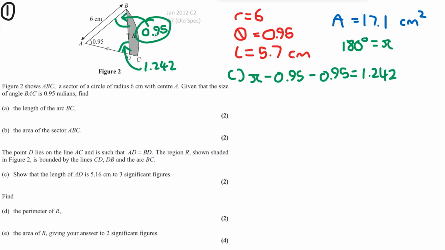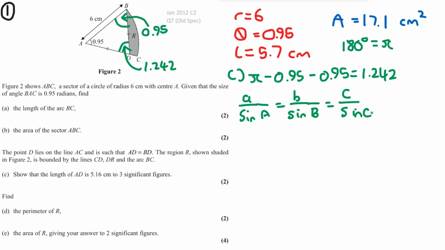Now a reminder with the sine rule, the best tip is if you're trying to find the length of a side, then use the version with the length on top of the fraction. If you're trying to find an angle, we're not trying to find an angle here, but if we're trying to find this angle, for example, use the version of the sine rule with the angle on top of the fraction. Because we're trying to find a side, we're going to use the version of a over sin A is equal to b over sin B, which is equal to c over sin C, like this.